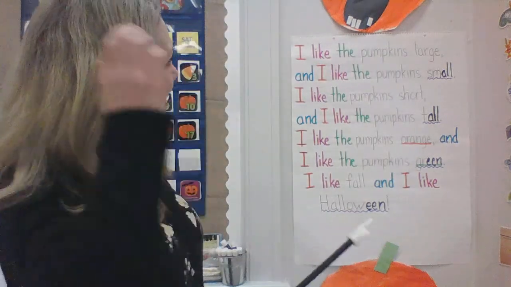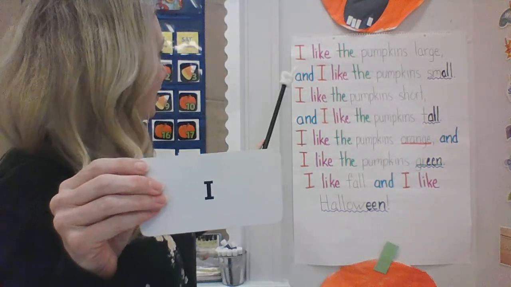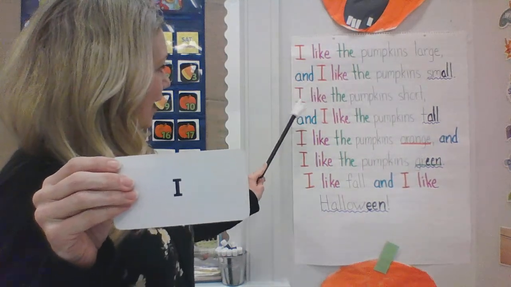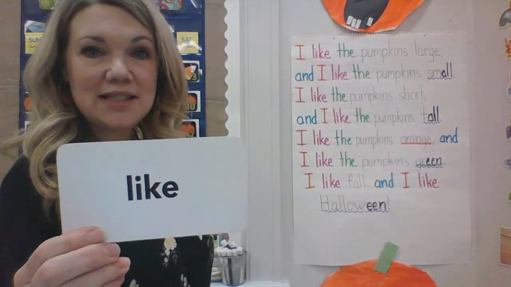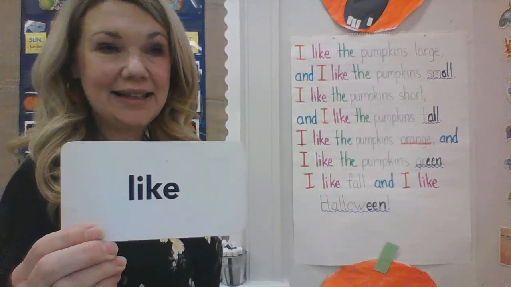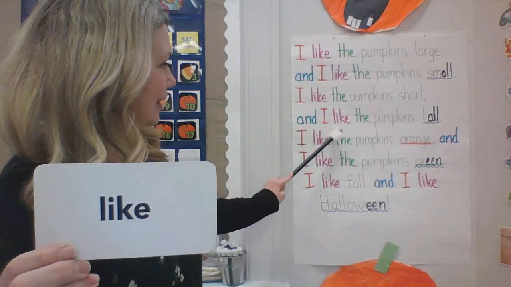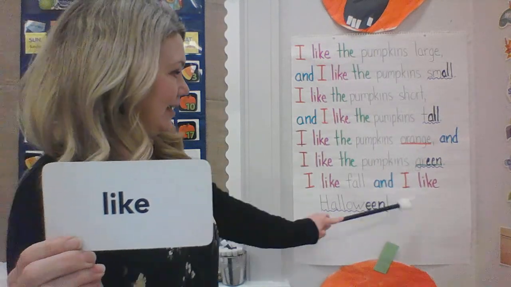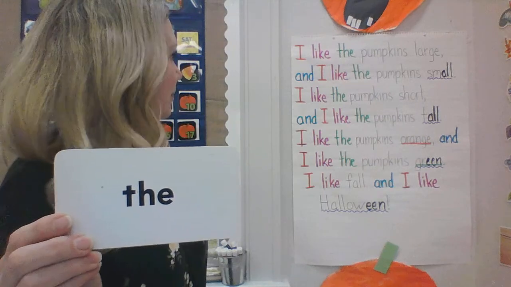All right, my friends, so let's look. Let's see if we can find some of our sight words. Do you see the sight word I? I can see I. This rhyme has a lot of I's in it. Now, do you see the sight word like? L-I-K-E. Like. Whoa, there are a lot of likes in that one. Now, let's look for the sight word the. T-H-E, the.